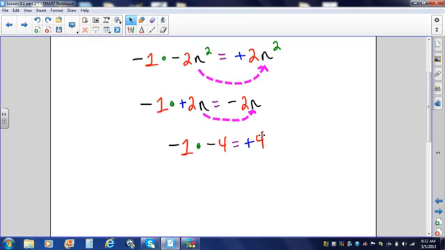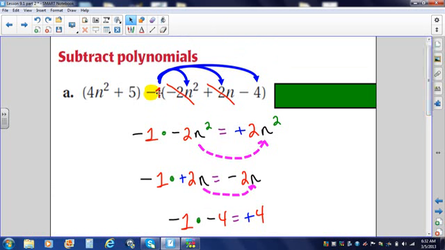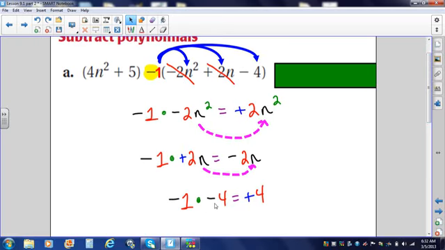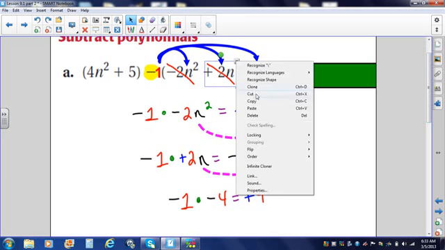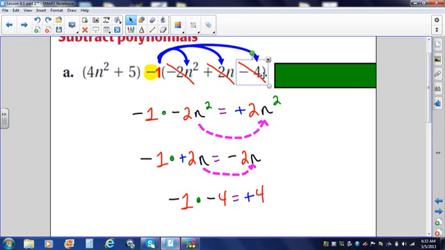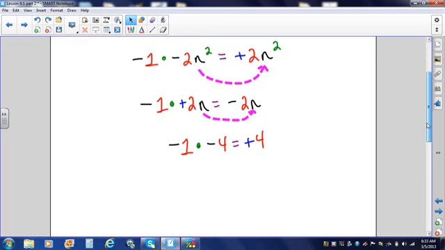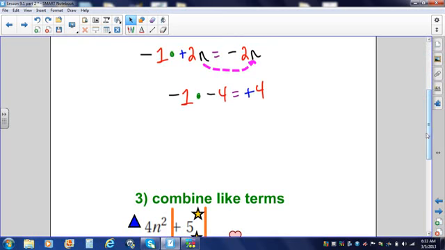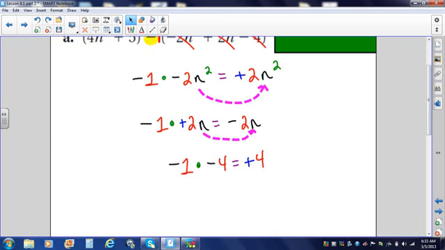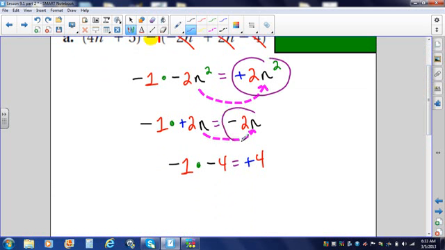Now I'm going to distribute the -1 with the -4. A -1 times a -4 gives me +4. Again, I'm just going to cross this out so that you know that we have used the -4. Okay, next thing I'm going to do, I'm going to combine like terms. So I'm going to take my answers from up here.